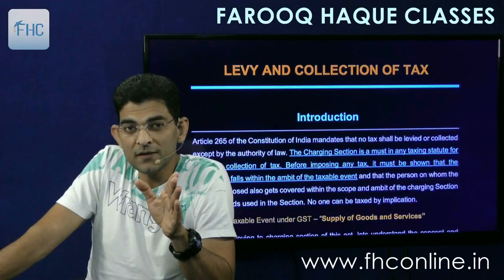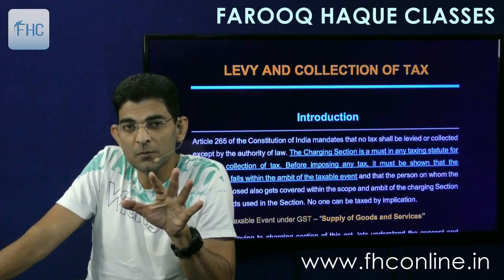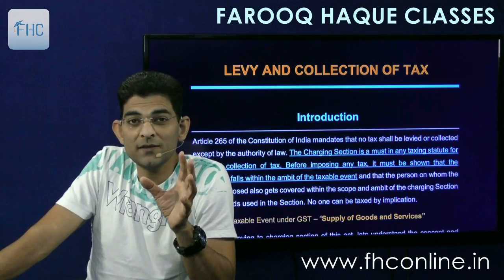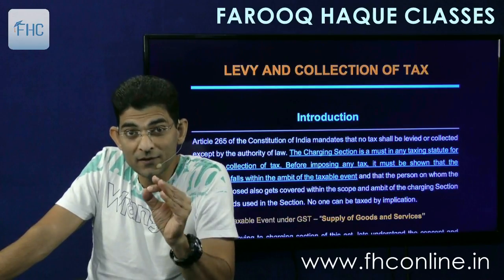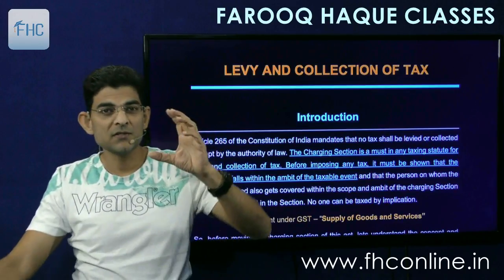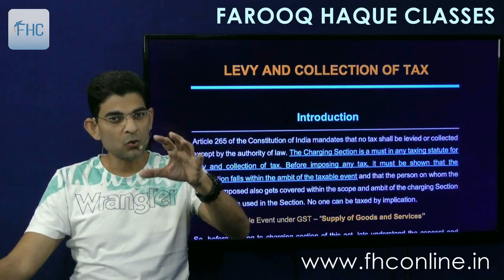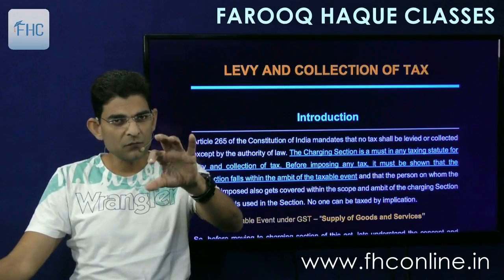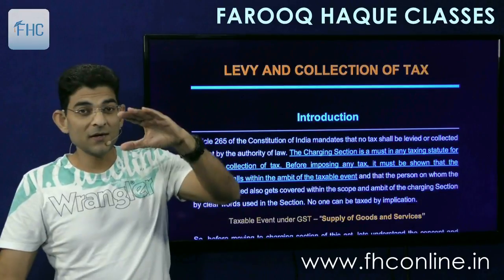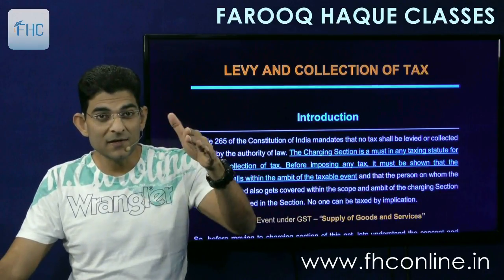Then we'll go to section 8. Section 8 talks about mixed supply or composite supplies. That is when there are two or more things supplied together for a composite price. There is one price and you get two or more goods or two or more services or a combination of goods and service. Then the problem arises because the price is not differentiated.